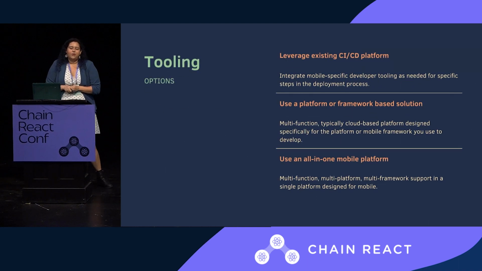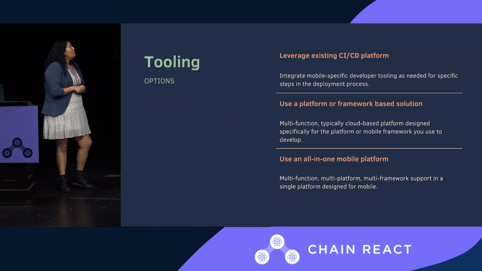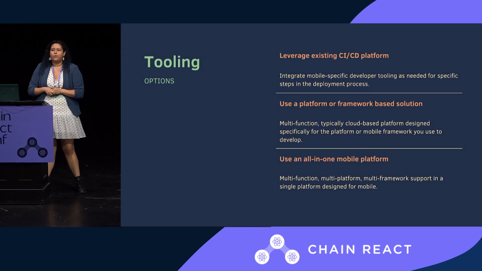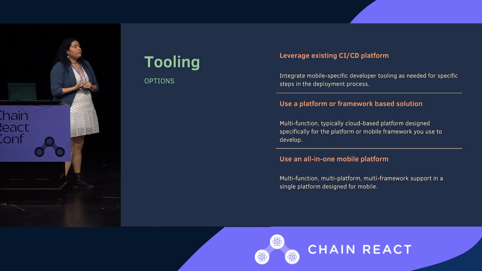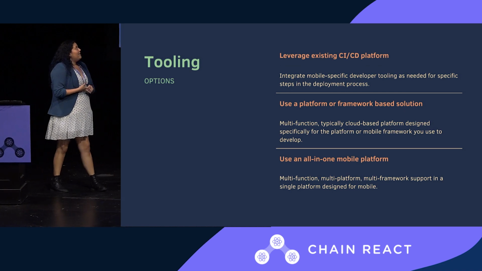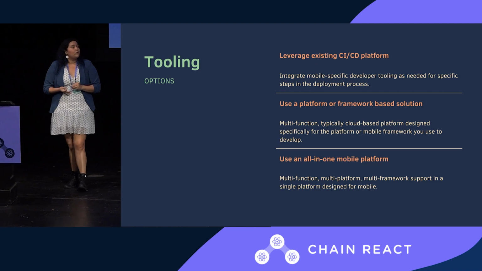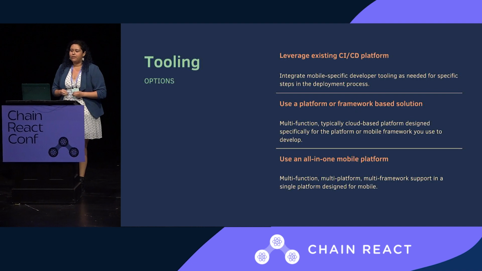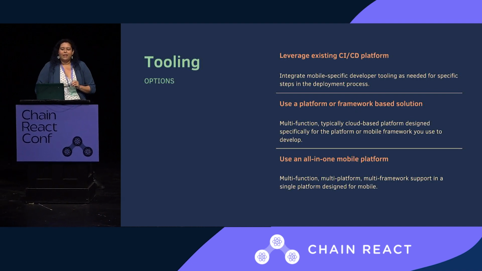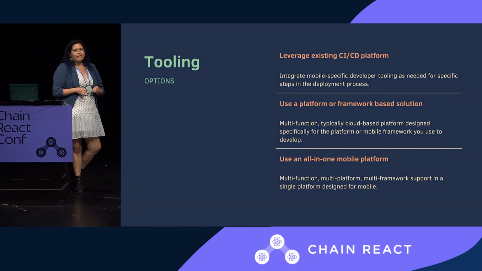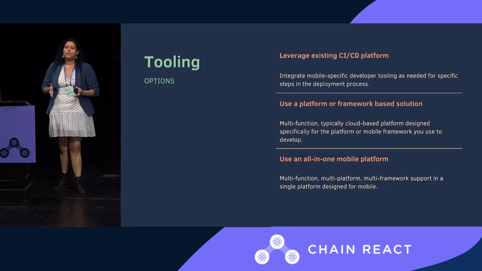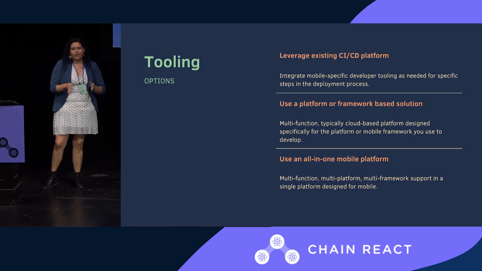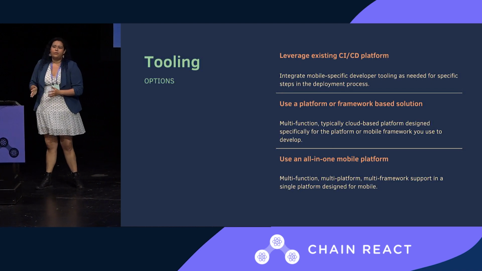So some of the tooling options that you have, these are kind of big picture. You can leverage your existing CI/CD platform. This is what we saw in the GitHub Actions example, using either Actions or Fastlane or Trapeze. This is where you integrate mobile-specific developer tooling as needed, mix and match for either single functions or multi-function. You can also use a platform or framework-based solution. This is essentially a full-service multi-function platform, but designed specifically for either iOS or Android, or for whatever framework you're using to develop.